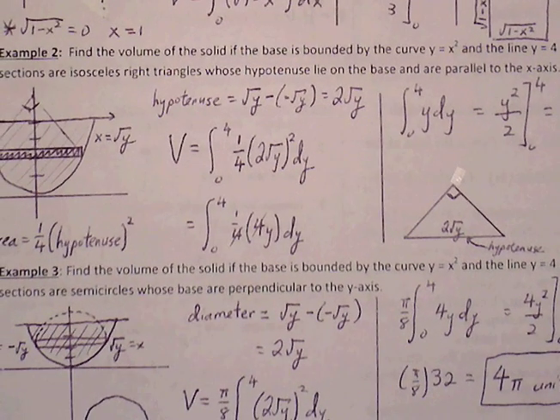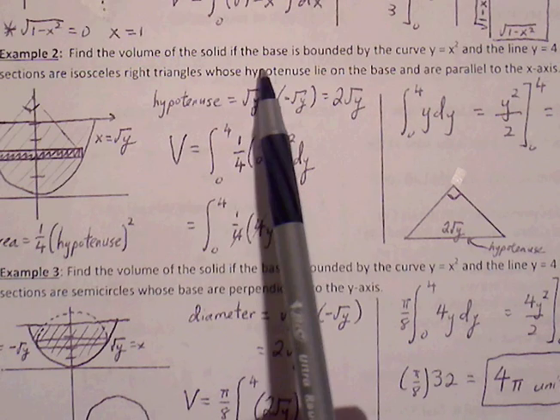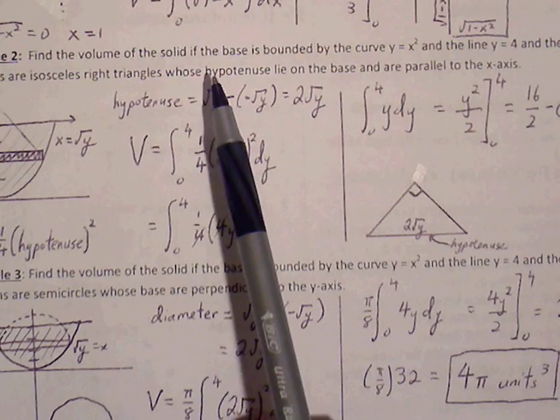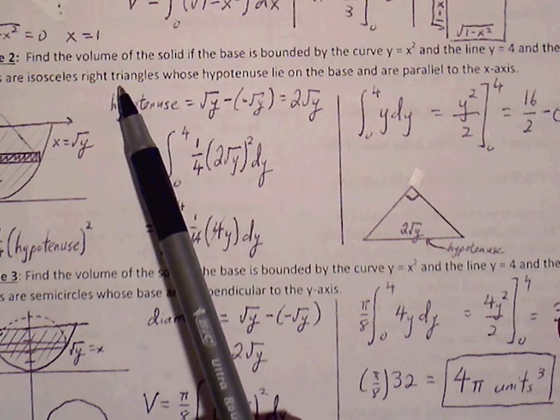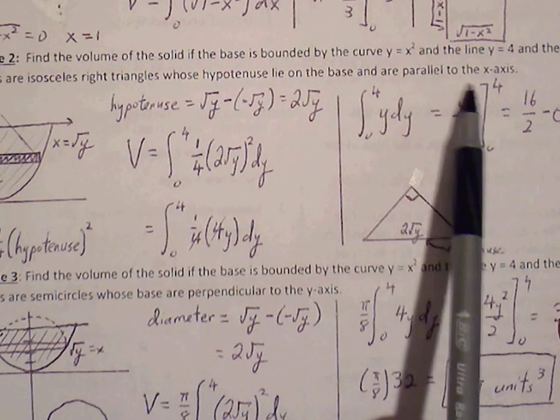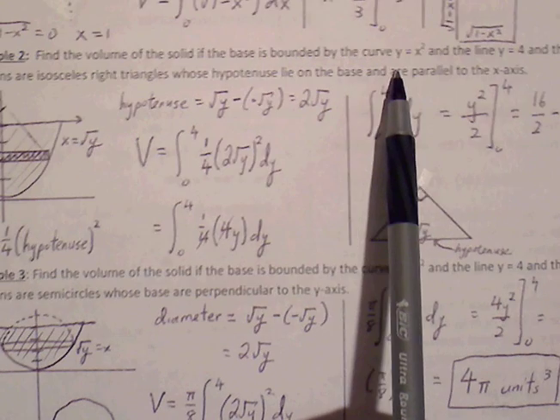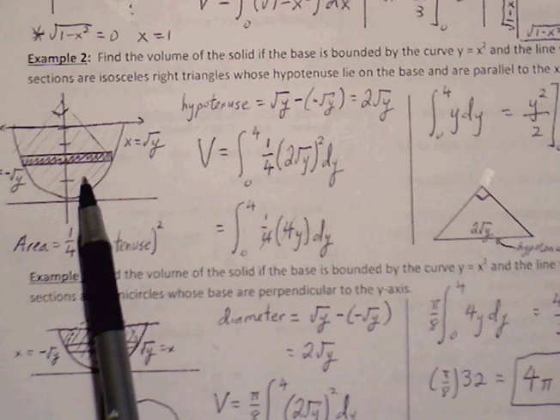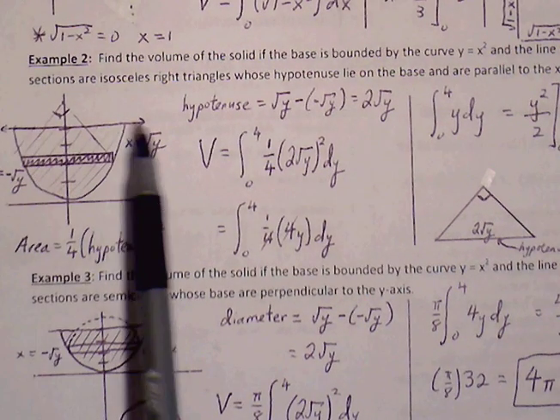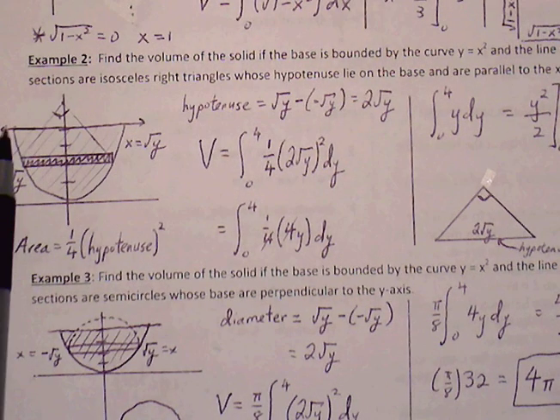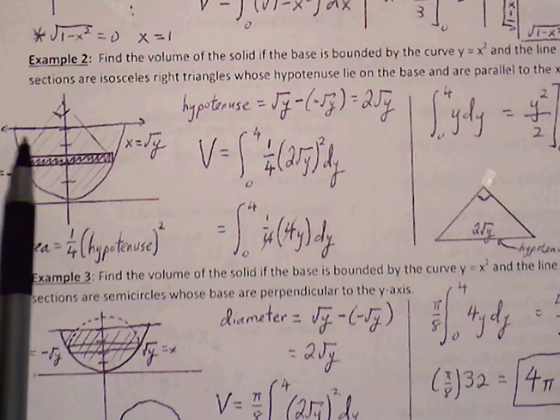Example 2. Find the volume of a solid if the base is bounded by the curve y equals x squared and the line y equals 4, and the cross-sections are isosceles right triangles whose hypotenuse lies on the base and is parallel to the x-axis. So first let's find the shaded region. We have y equals x squared, that's the parabola here. We have y equals 4, that's the horizontal line. And that produces the shaded region we're going to be dealing with.